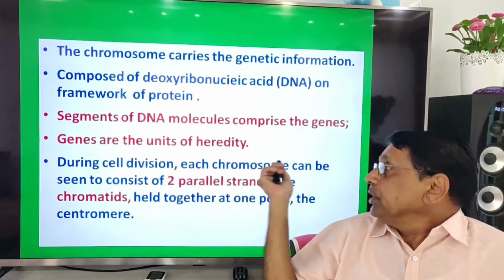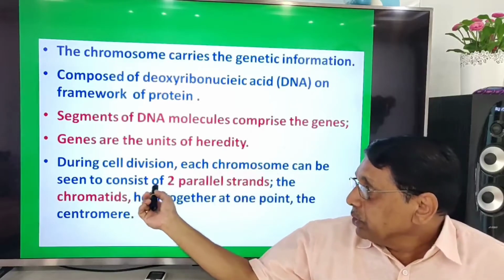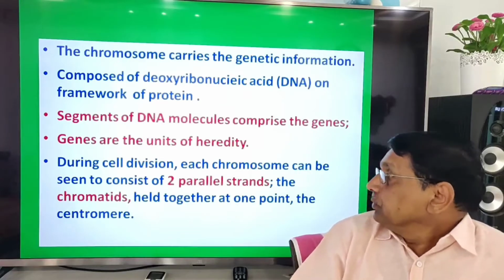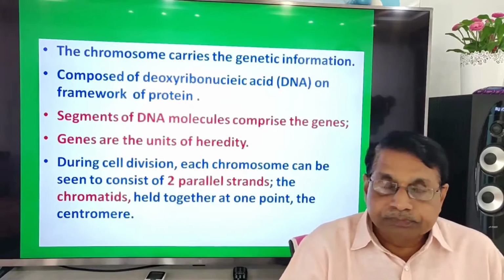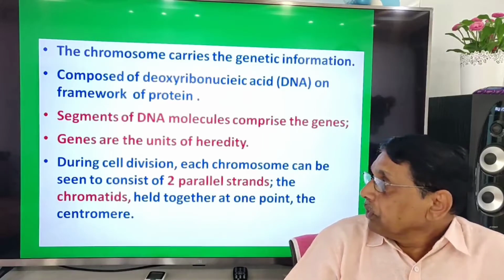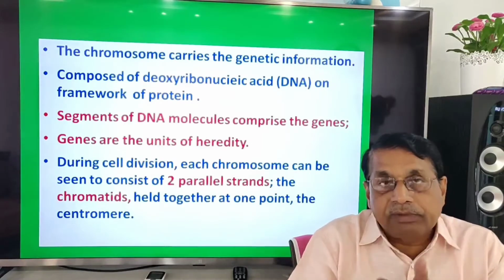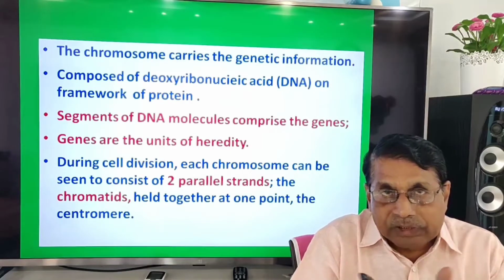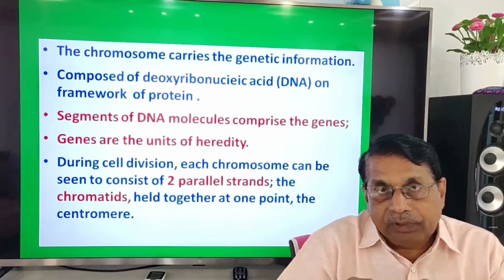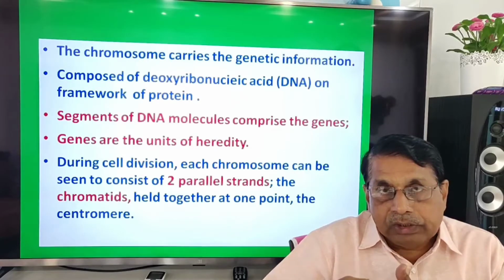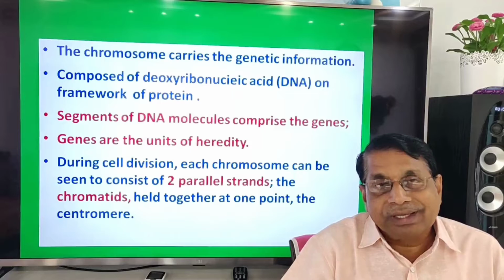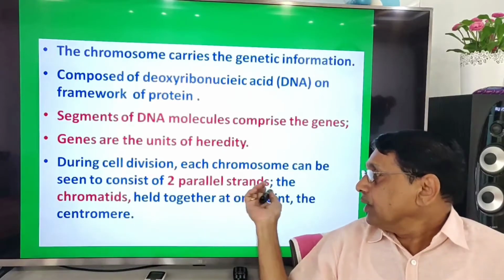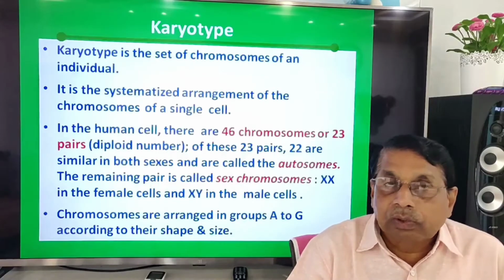During cell division, each chromosome can be seen to consist of two parallel strands, the chromatids. During mitotic division, each chromosome consists of two chromatids during the metaphase, and these chromatids get separated during the anaphase and transform into chromosomes, held together at one part known as the centromere.